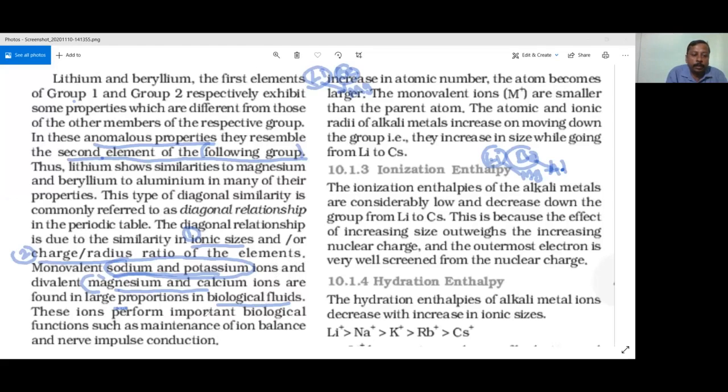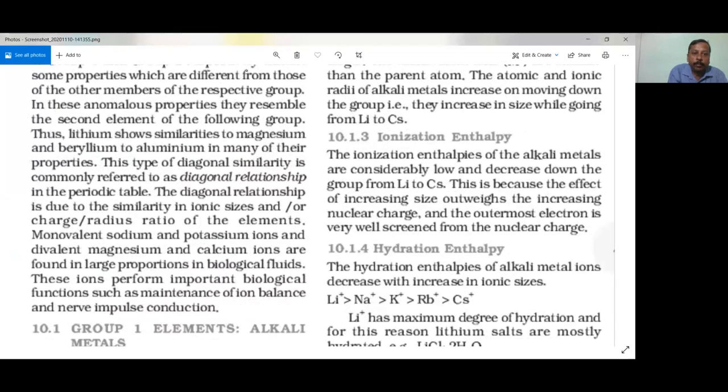These perform important functions such as maintenance of ion balance. They will maintain the ion balance. And what else? Ion balance and nerve impulse conduction. What are the biological importance? Two: to maintain ion balance, and second, nerve impulse conduction. That means suppose you are getting pain at one part of the body. That is sent to our brain, and that feeling will be in our brain. That is called nerve impulse conduction: the movement of the impulse created at one part of the body to the brain, so that you get the feel of that pain.